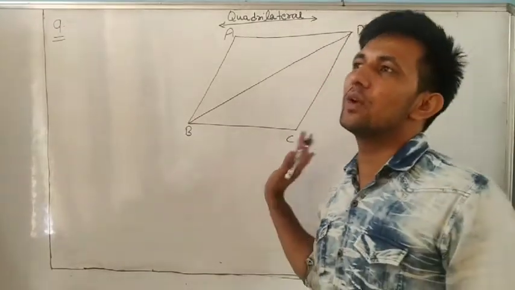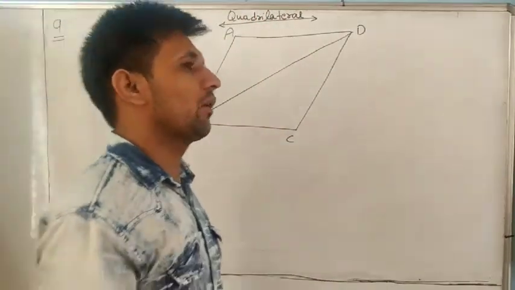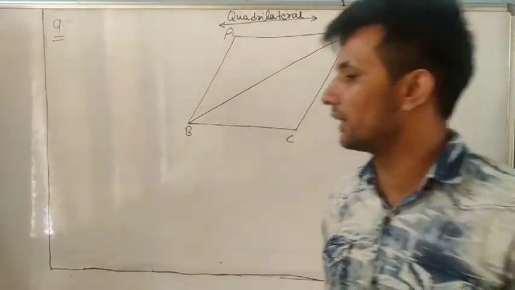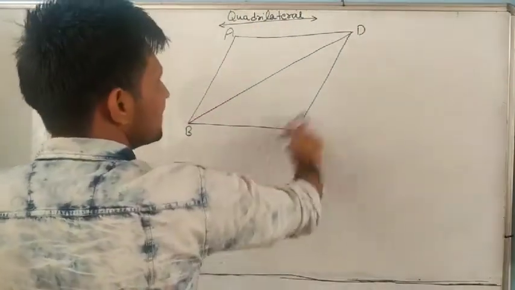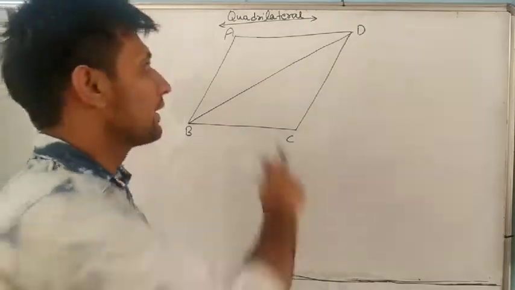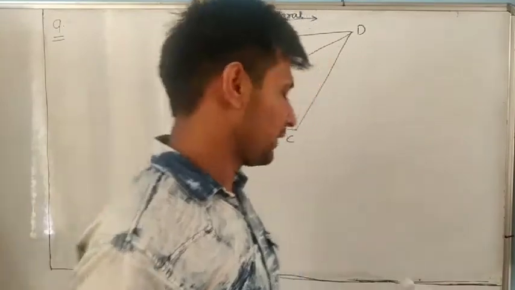These questions are very easy if you know the properties of a parallelogram, the properties of a square, the properties of a rectangle. If ABCD is a parallelogram, it means opposite sides are equal and parallel, diagonals bisect each other, and opposite angles are equal.